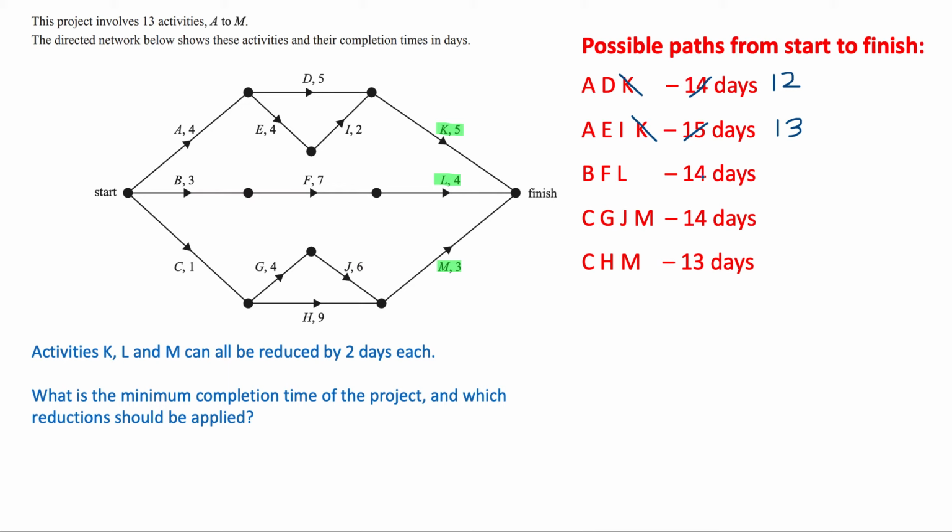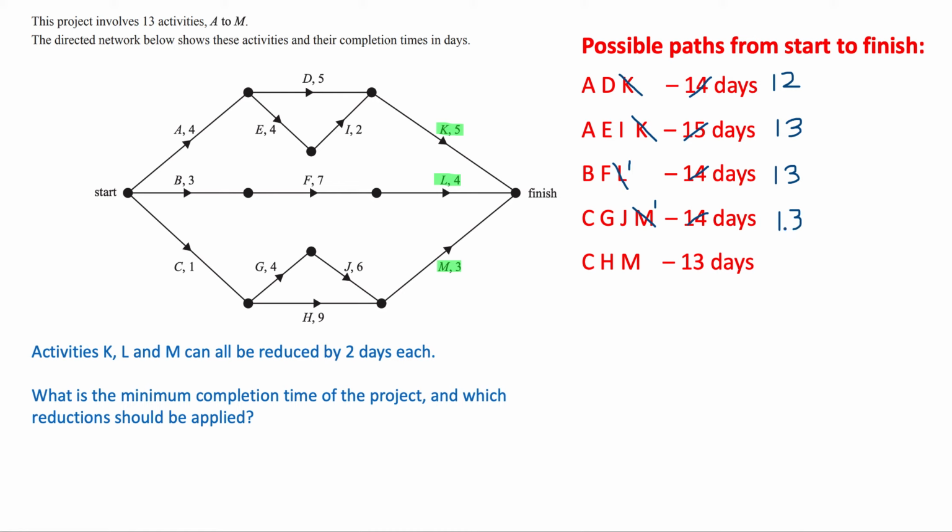If that's costing money, we're reducing it by too much. Really, all we need to do is reduce it by just 1 day to get both of those paths down to 13. And so that's what we're going to do. We're going to reduce activity L, but just by 1 day. I'm just going to put the number 1 there. And reduce activity M as well, but just by 1 day. And so this 14 comes down to 13. This path that was 14 comes down to 13 as well.